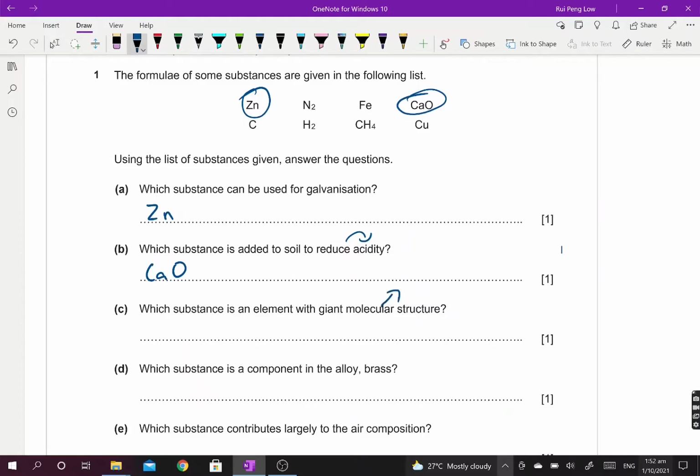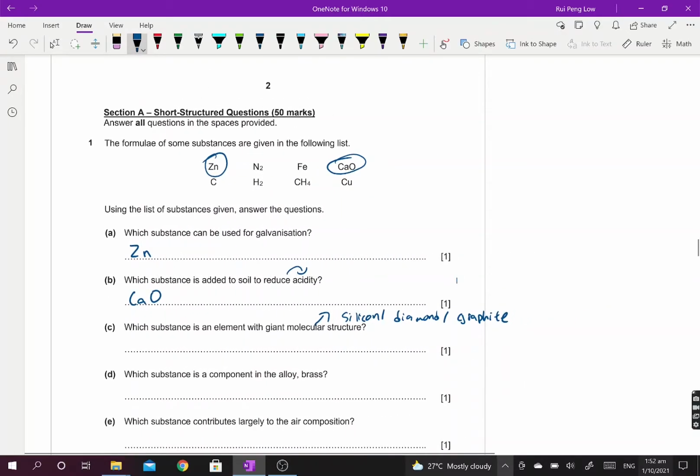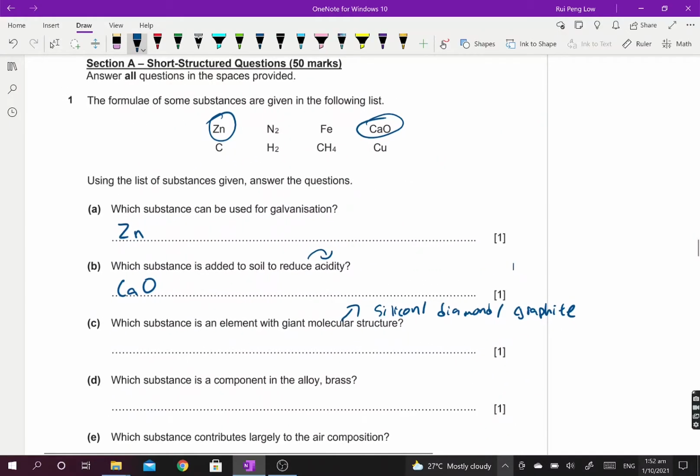Which substance is an element with giant molecular structure? Now, in this case, you only learn two types of giant molecular structure: silicon or diamond or graphite. So in this case, there's no silicon, and diamond and graphite basically are just carbon. So the answer is carbon, C.